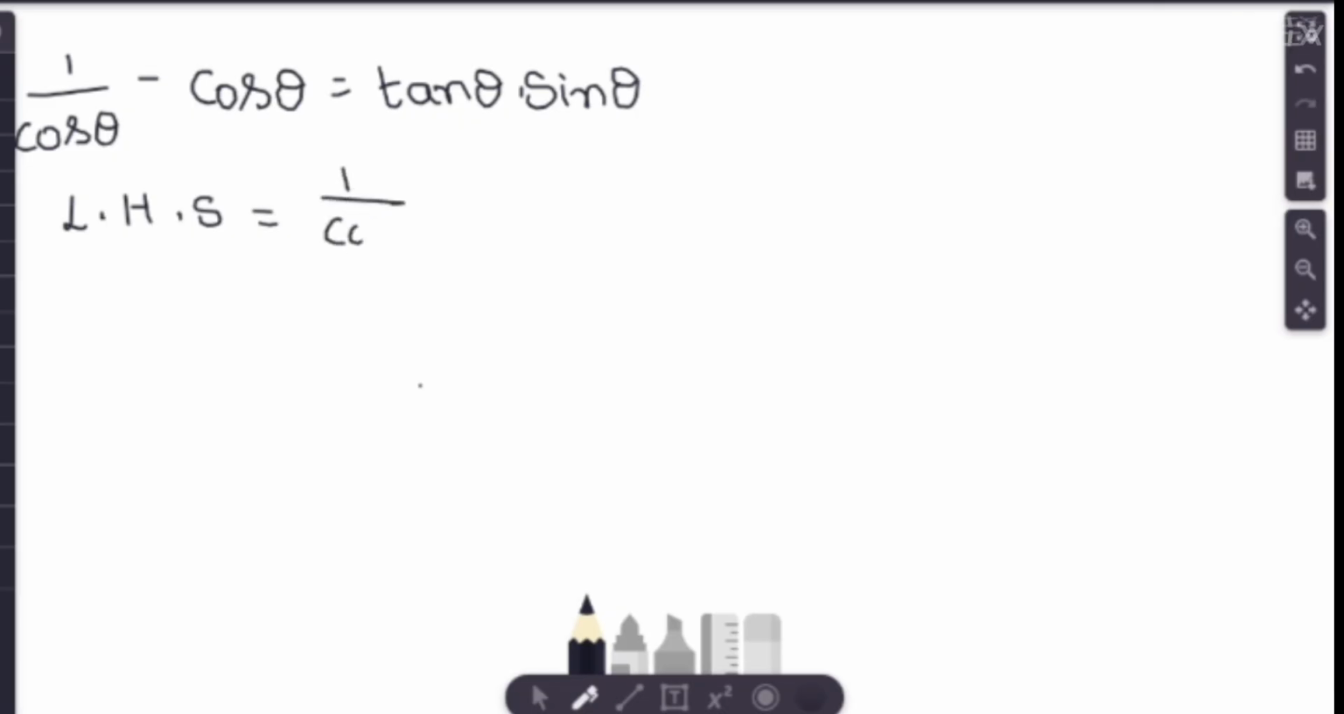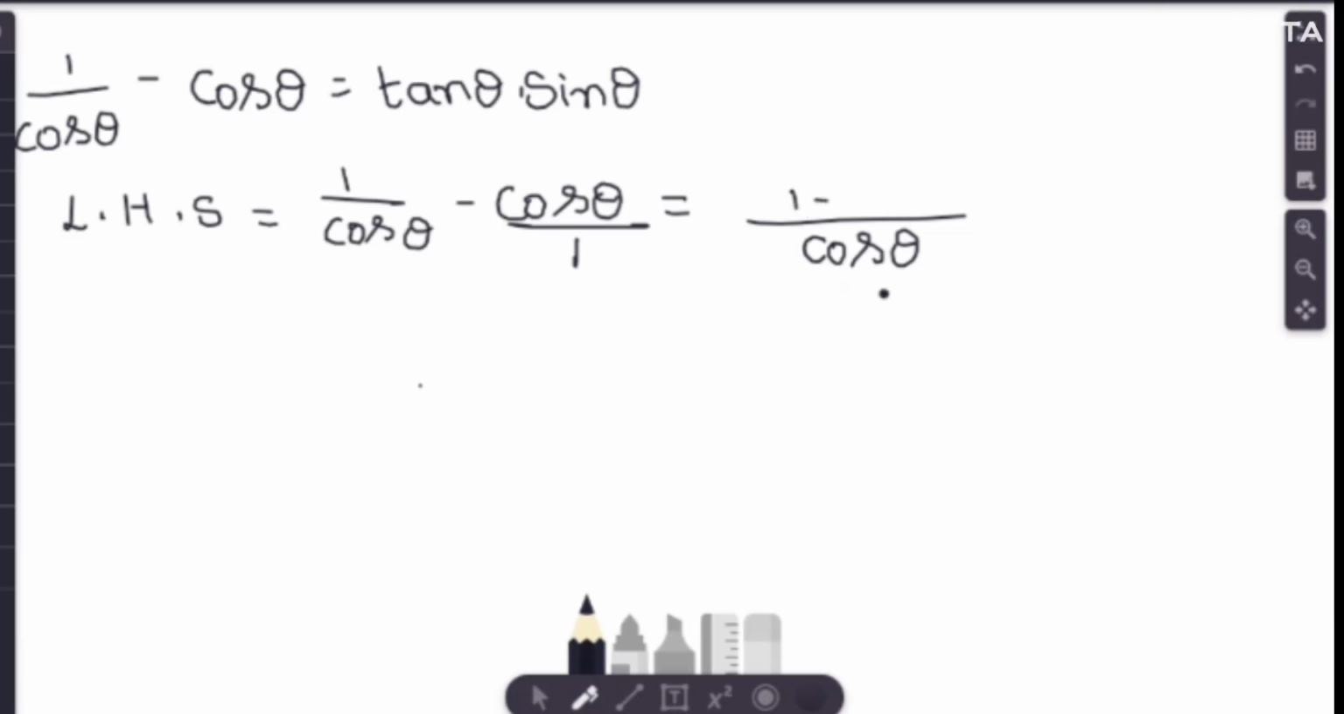By simplifying it, we should get this one. It's very simple. Now here no number is there in the denominator, means 1 is there. So we have to go for the LCM method. Cos theta and 1, LCM is cos theta. Cos theta divides cos theta one time, 1 into 1, 1. Minus, 1 divides cos theta times, cos theta into cos theta, cos square theta. 1 minus cos square theta, that is sin square theta by cos theta.